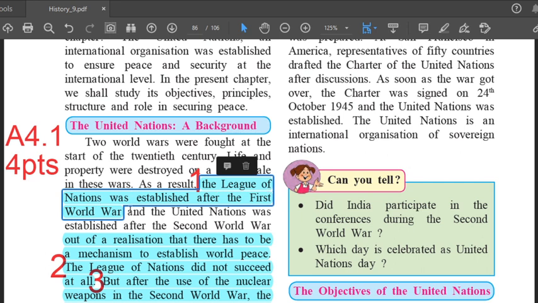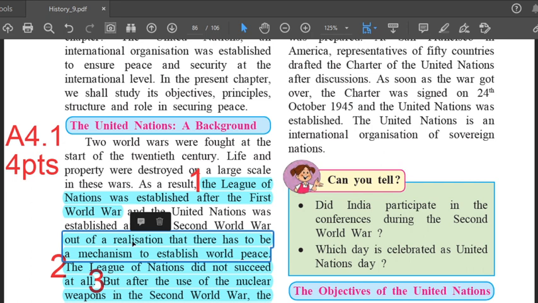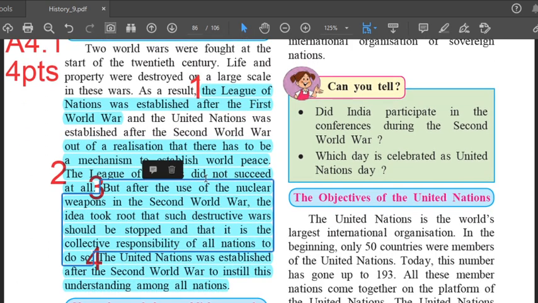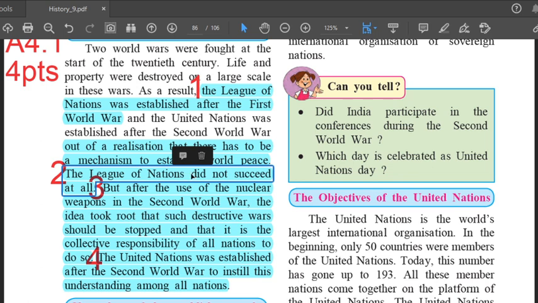The League of Nations was established after the First World War. This point is incomplete. The continuation of this point is, leave the next line, see the line after that. Okay, the League of Nations was established after the First World War out of a realization that there has to be a mechanism to establish world peace. That's your first point. Second, the League of Nations did not succeed at all.